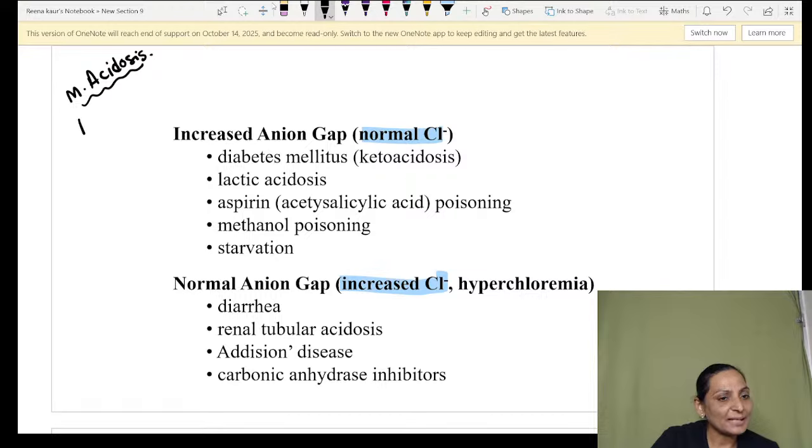So in metabolic acidosis, there is a decrease in the bicarbonate level, right? And to compensate for this, what will the body do? To compensate for a decrease in the anion, the body will increase other anions.